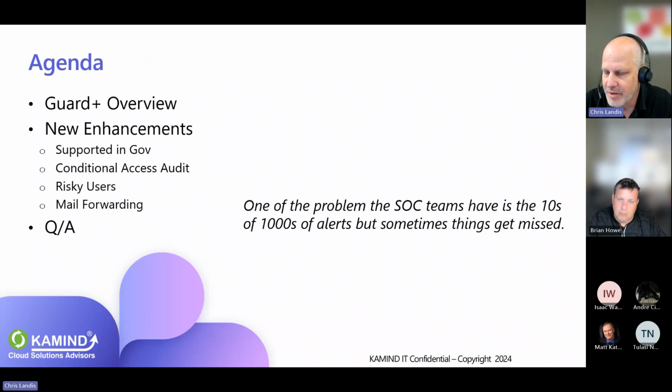Today, I want to talk about the new features, as we mentioned earlier. We've recently moved into the Gov environment, which is important for our clients that need to be working with the federal government. You need to be in the Gov environment, and so do we. We've also added a new feature called Conditional Access Audit, risky users, and mail forwarding. And after that, we'll have a little time for a Q&A session.